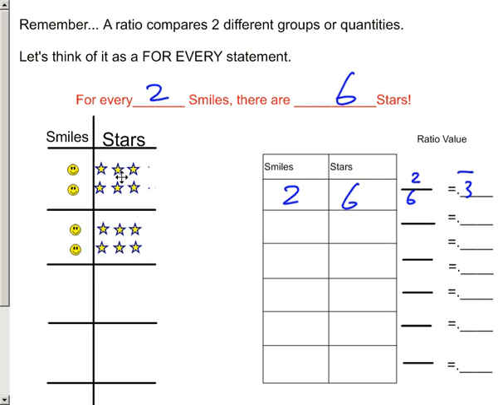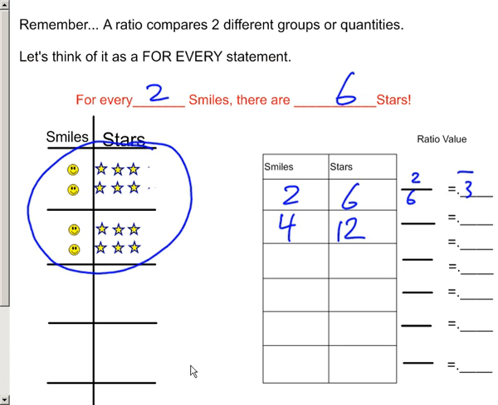All right, so let's continue our for every. So now I added another group of 2, but for every 2 I have to add 6 stars. So since I added another 2 smiley faces, I added another 6 stars. So let's look at our new ratio. Now we have 4 smiles and we have 12 stars. So now our ratio as a fraction is 4 over 12. If I do 4 divided by 12 on my calculator, I would still get 0.3 repeating.